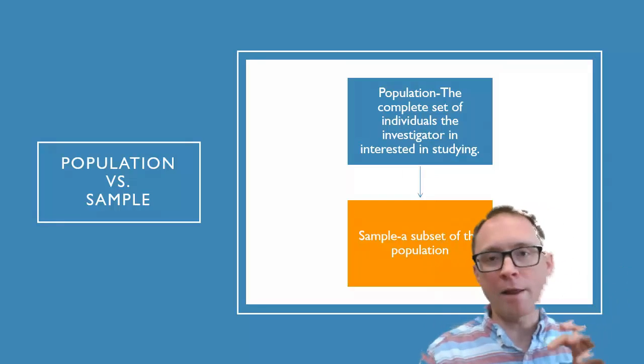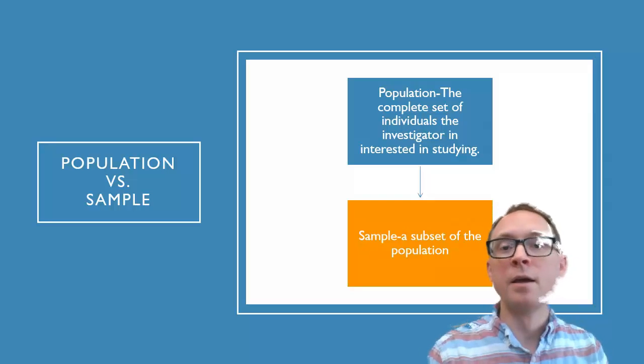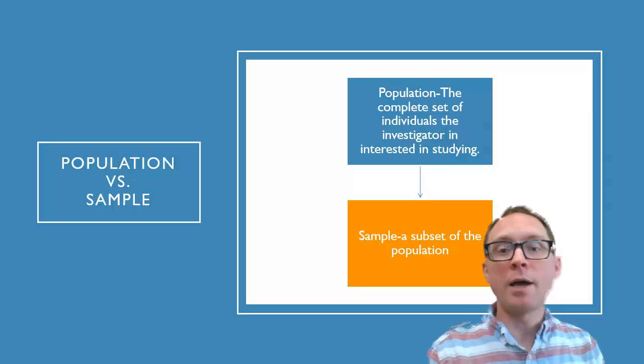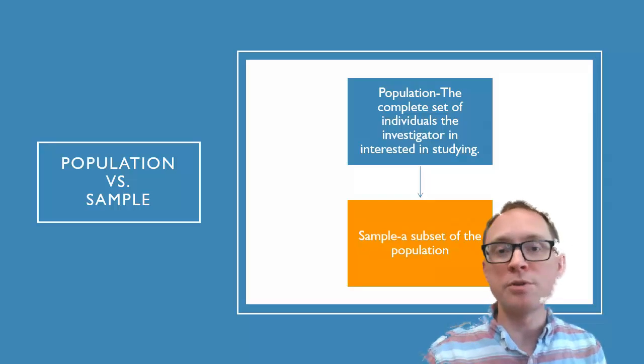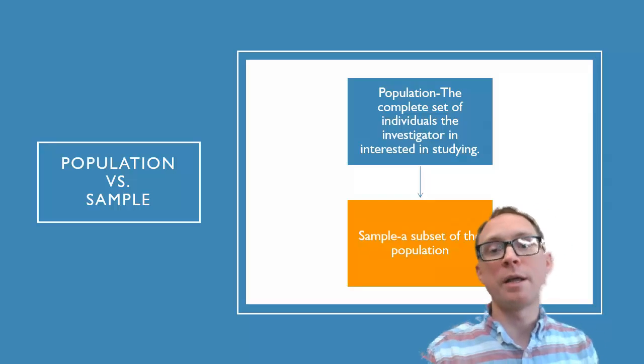That's some people out of the population, and those are the ones that we actually measure. So if I wanted to understand qualities of relationships, I would say I want to know about the qualities of relationships of everybody who is in the United States right now, but since I can't measure everybody, I'll take a sample.